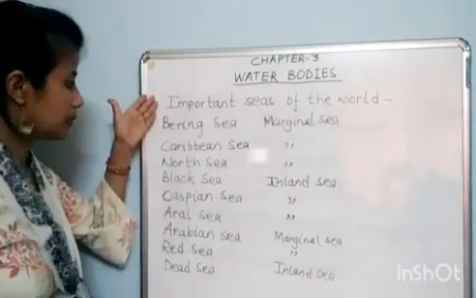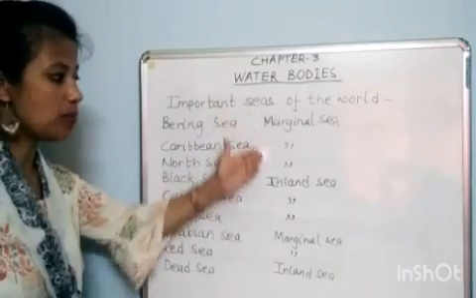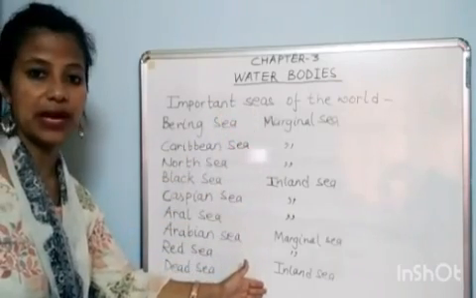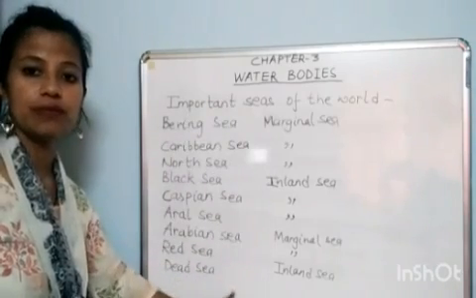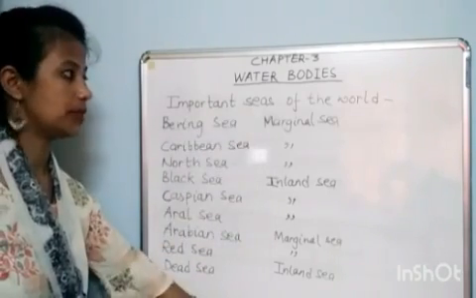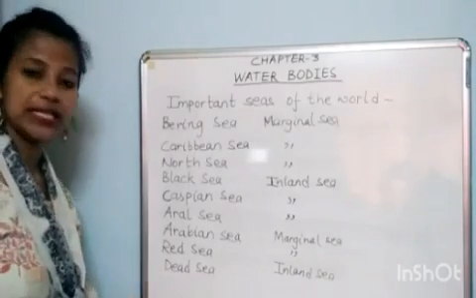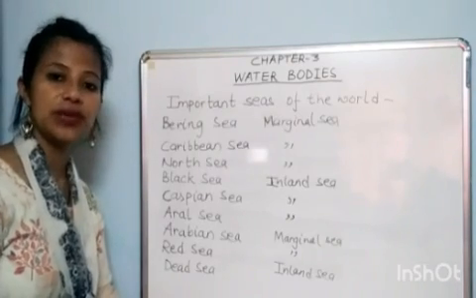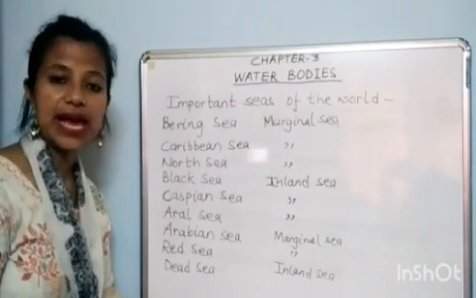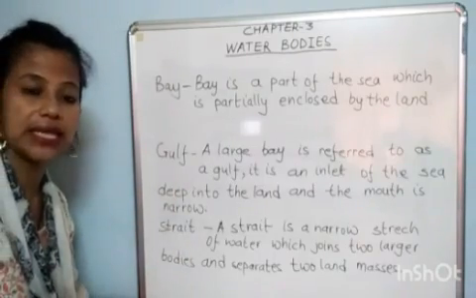These are the important seas of the world and the types of seas they are. You have to analyze and study this. Now what we have to revise: strait, bay and gulf. You have to understand what they are.